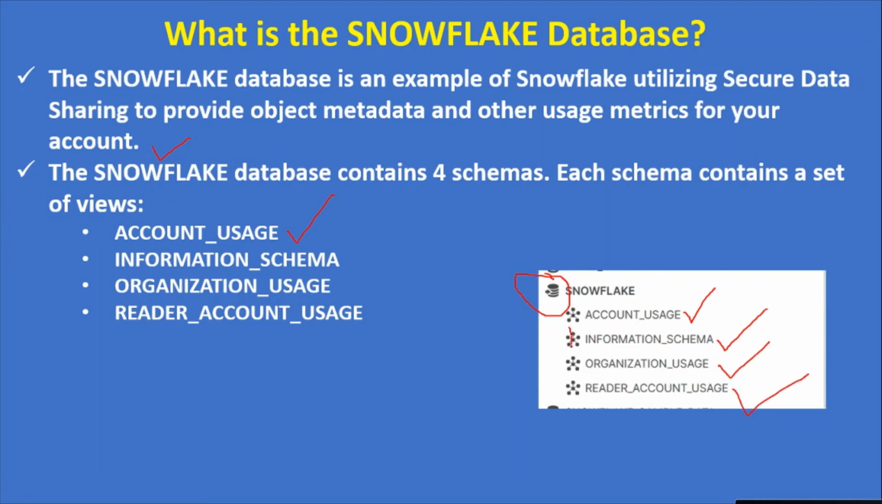Please note that this information underscore schema will be created in any database in Snowflake. If you create any database, by default this information schema and the public schema will be created, whereas the database shared by Snowflake has the information schema only, no public schema. Apart from that, there are 3 more schemas. So this is all about what the Snowflake database is and what schemas are present.